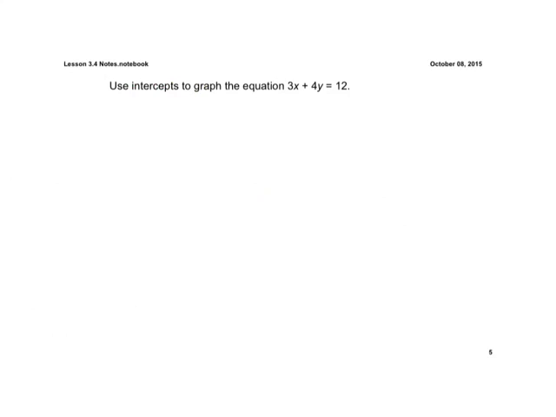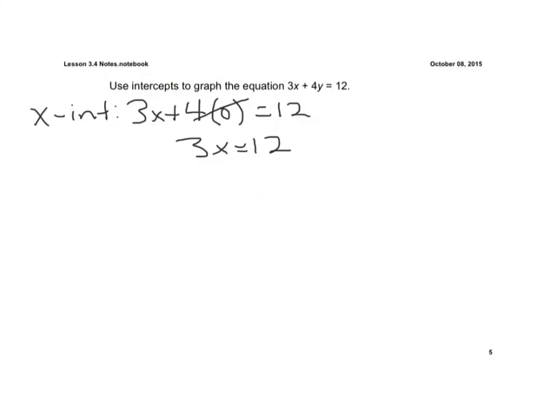So first, let's find our x-intercept first. To find our x-intercept, we said we're going to let y equal 0. So we're going to rewrite our equation, 3x, x stays as x, plus 4. Now instead of y, we're going to plug in a 0 because we want the y to be 0. That's our x-intercept. Now we just need to solve for x. 4 times 0 is 0, so those go away. 3x equals 12. Solve for x, we're going to divide by 3, so x is equal to 4. That's our x-intercept. That's where it crosses the x-axis.